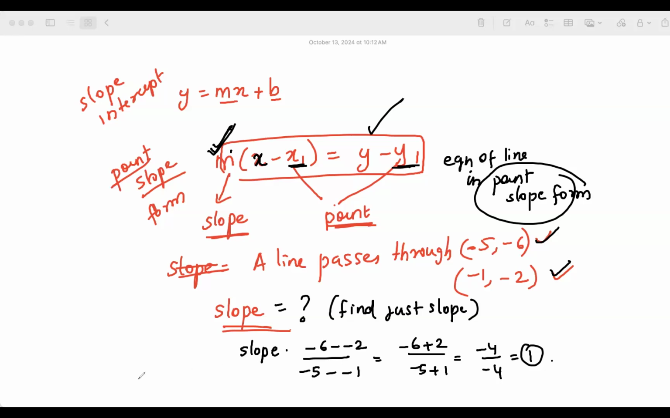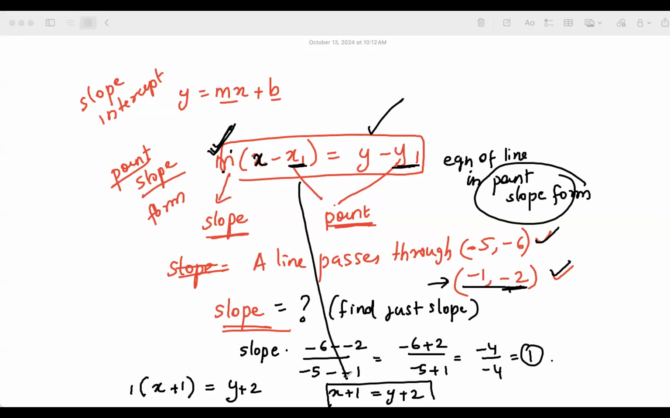So I'll write my equation as 1. 1 doesn't make any sense here. So 1 times x minus x1. x1 you need to substitute. x1 is any point. You can choose either this or this. I will choose this point, okay? X minus of minus 1 becomes plus 1, will be equal to y, minus of minus 2 becomes plus 2. So the equation of the line is x plus 1 equal to y plus 2. That's all. This is in point slope form.